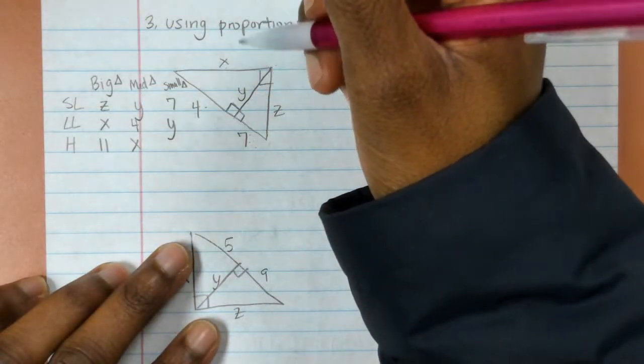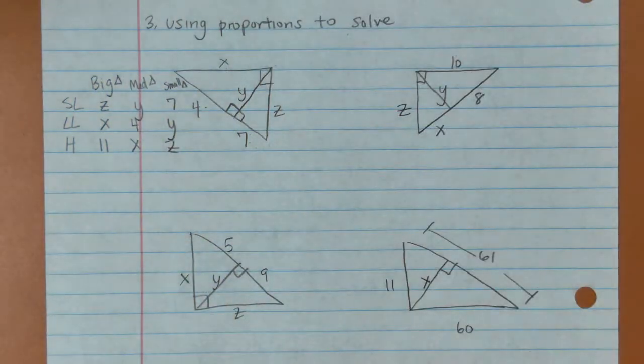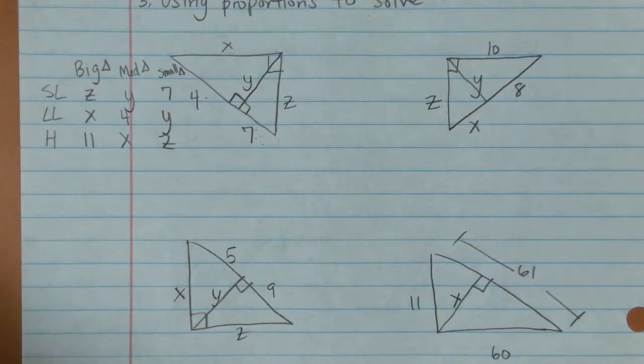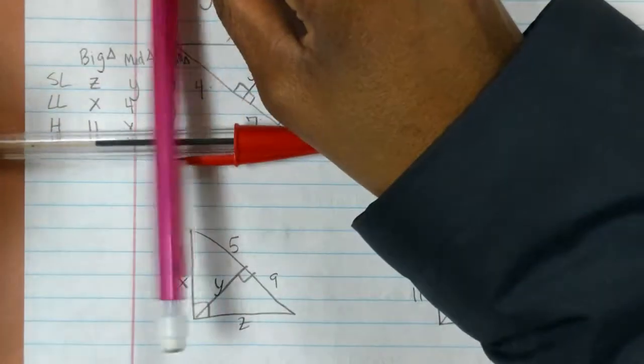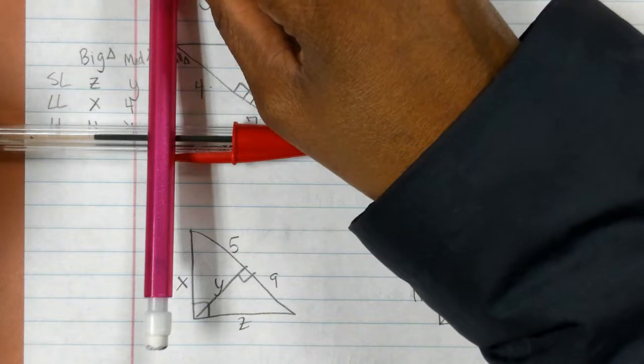And the hypotenuse is Z. Okay, so we want to be able to find a proportion where we eliminate one row and one column, and we have only one unknown. Okay, so I'll say that again. You're going to look for a proportion where you can eliminate one row and one column, and you only have one unknown. So if I try to do that here, I have 3 unknowns. I don't know Y, X, or Z, so I wouldn't use that.